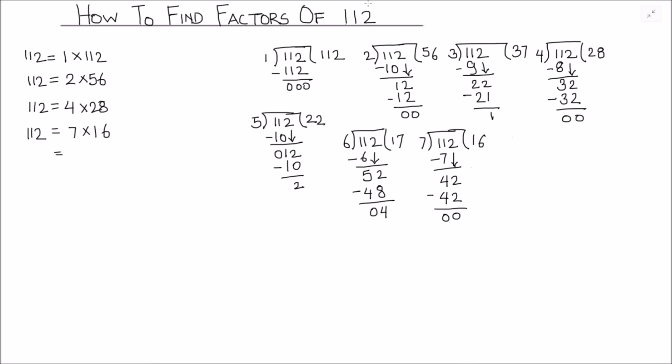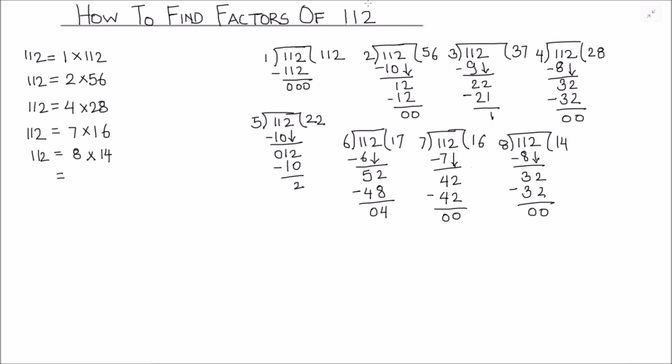Next we'll divide 112 by 8. So 8 times 1 is 8. 3 is the remainder. Then we'll drop down 2 and 8 times 4 is 32. So here too we are getting 0 as remainder. That means 8 is a factor of 112. We got two factors from this division, 8 and 14. So we'll write 8 times 14 is 112.